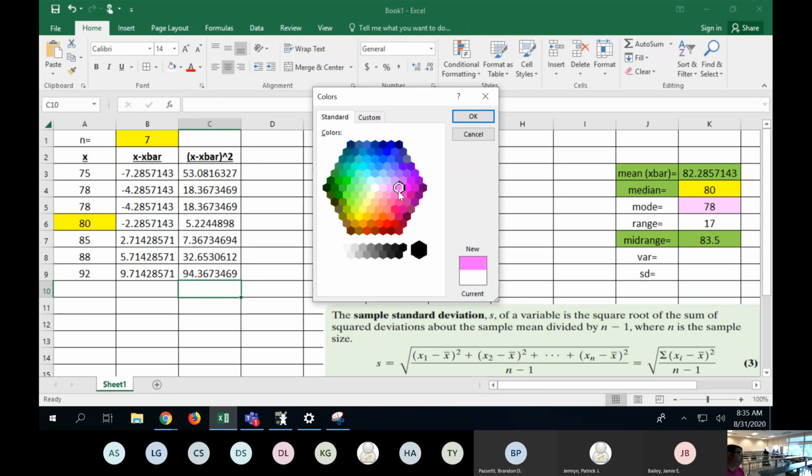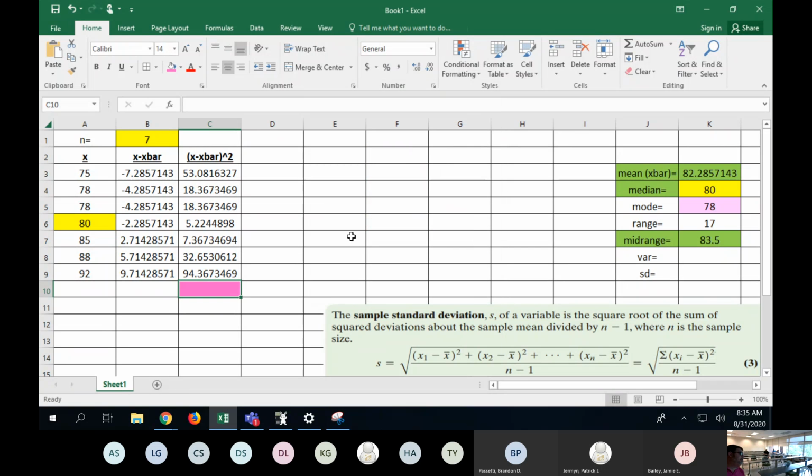Magenta's a fake color. A fake color? Yeah. It is? Oh, okay. I mean, it's not in the ROYGBIV, it's not in the spectrum. There we go.